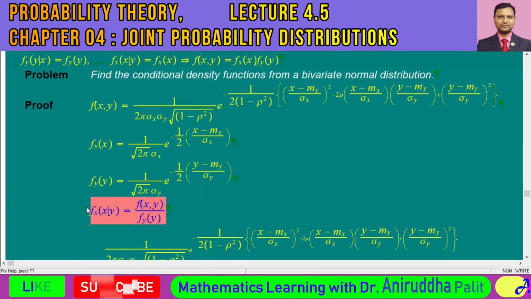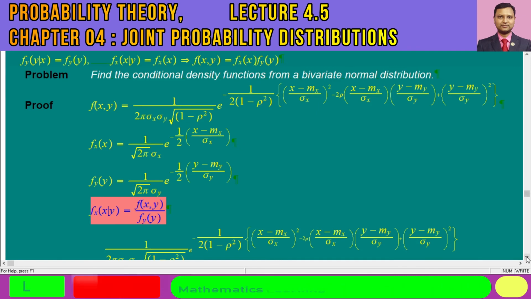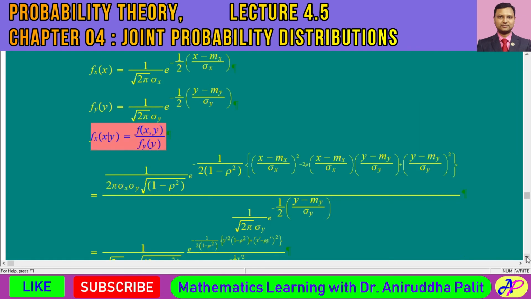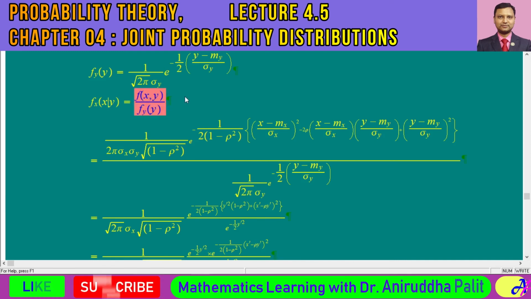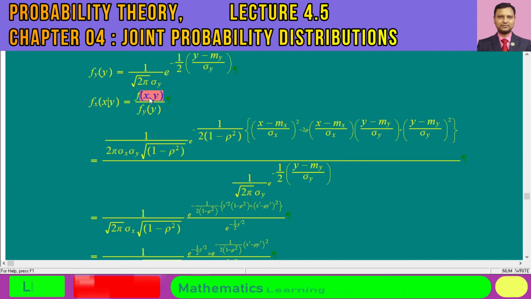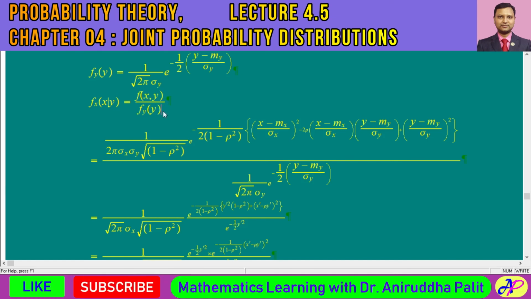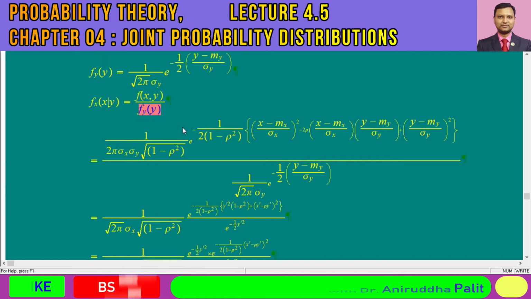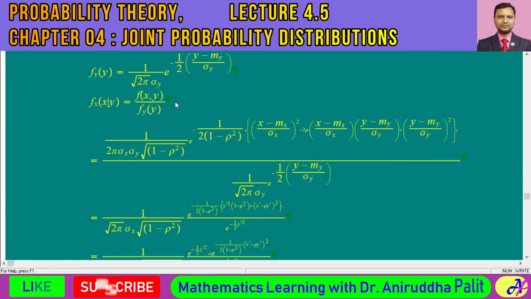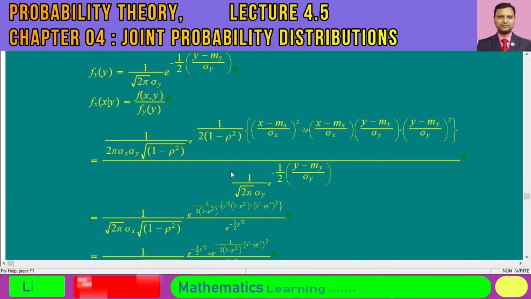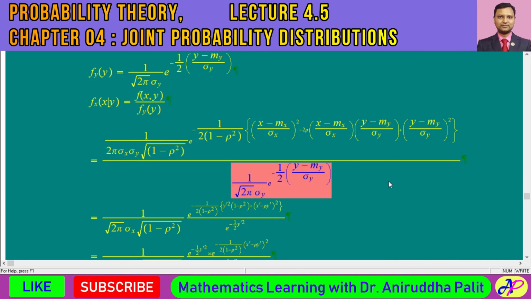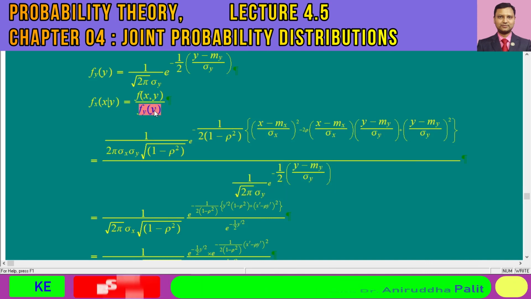Now, in order to find out this conditional density function of x given y, what we need to do? We need to just divide this quantity. This is the joint density function f of x comma y divided by the marginal density function f y of y. So just put this expression. This is the expression of joint density function, and this is the expression of marginal density function of y.